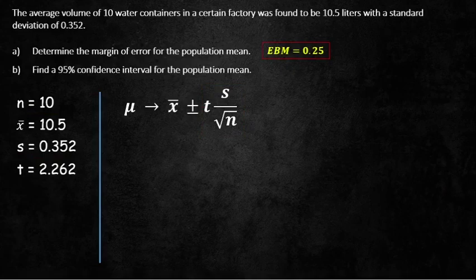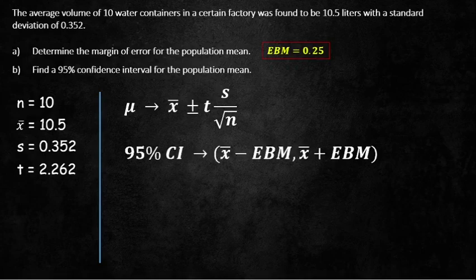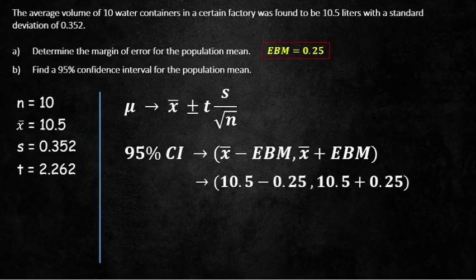Moving on to letter B, find a 95% confidence interval for the population mean. We can rewrite our formula into something like this. The 95% confidence interval is within x bar minus EBM, comma, x bar plus EBM. X bar minus EBM represents the lower limit, while x bar plus EBM represents the upper limit. Our x bar is 10.5 while our EBM is 0.25.